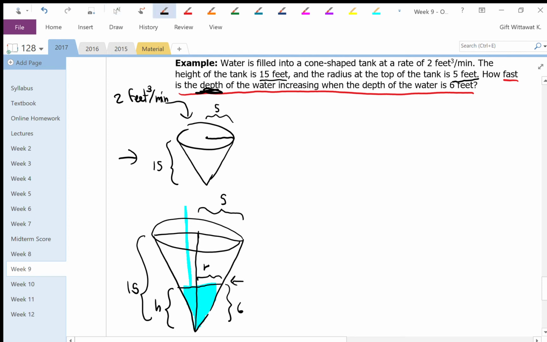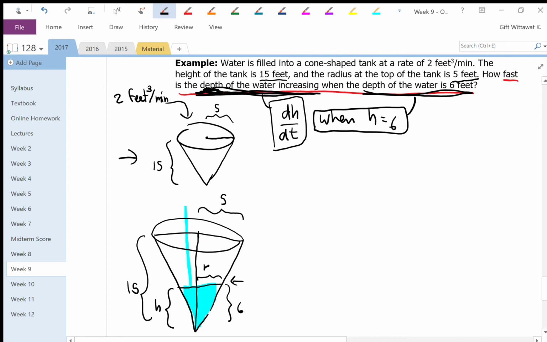So if I want to find how fast the depth of the water is increasing, it just seems that the question is basically asking for dh/dt. So this means the question is asking for dh/dt when the depth of the water is 6 feet. So that means when h is equal to 6. So I have interpreted the question into a mathematical variable. I need to find dh/dt when h is equal to 6.